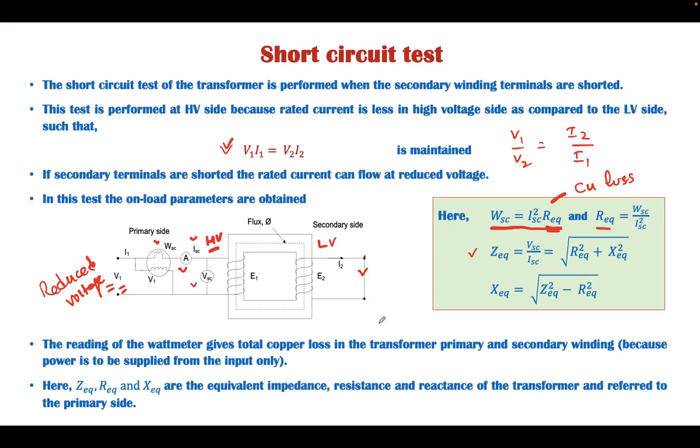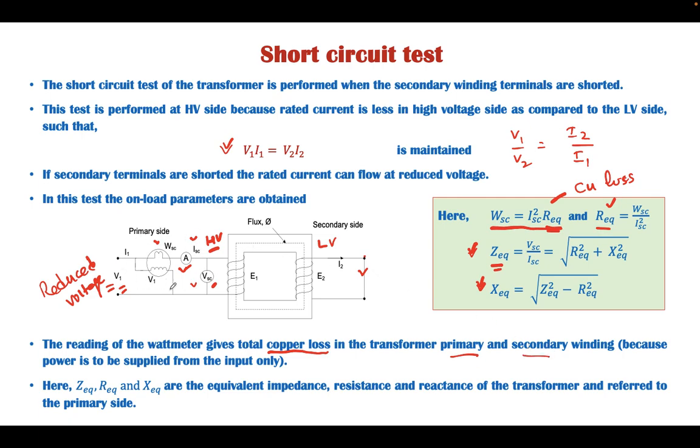By the definition, we know Z is equal to V upon I. We know on the primary side voltage is known to us, current is known to us, and from the current and voltage relationship we can easily calculate Z equivalent. From Z equivalent, according to the impedance triangle, Z equivalent will be equal to the square root of R equivalent square plus X equivalent square. Knowing the value of R equivalent and Z equivalent, we can easily calculate X equivalent. The reading of the wattmeter gives the total copper loss in the transformer primary and secondary winding.